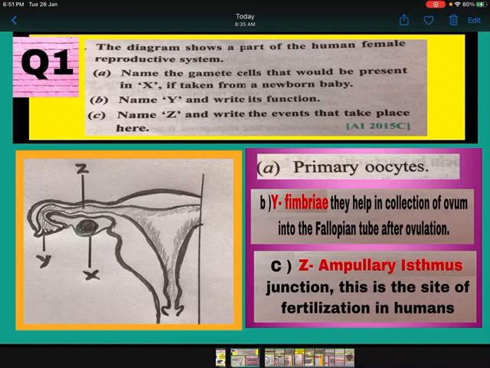Now, B part of the question. Name Y and write its function. Y is fimbriae and it is an edge of infundibulum, a part of fallopian tube, and its function is it helps in collection of ovum into fallopian tube after ovulation. Come to part C. Name Z and write the event that takes place here. Z is ampullary isthmus junction of fallopian tube, and this is the site where fertilization takes place.